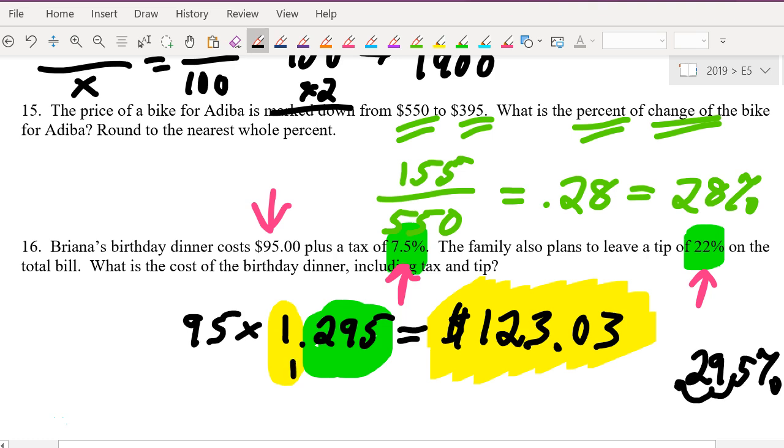But you also have the full one. So you could do it in a lot of shorter steps if you really wanted to. You could do 95 times 0.075. That gives you the tax. You get an amount. Then you do 95 times 0.22. That gives you another amount. Then you add all those to the original. But why do the long way when you can do the short way? Okay, bye you two.